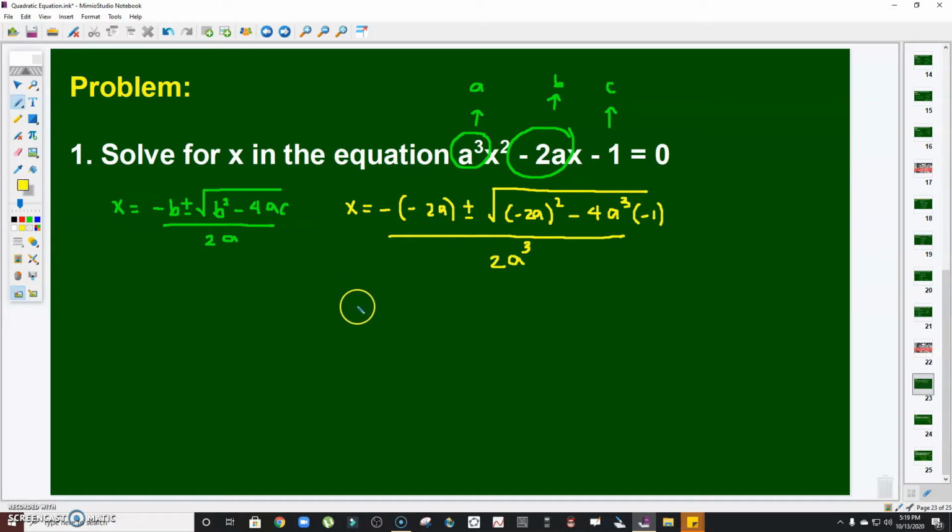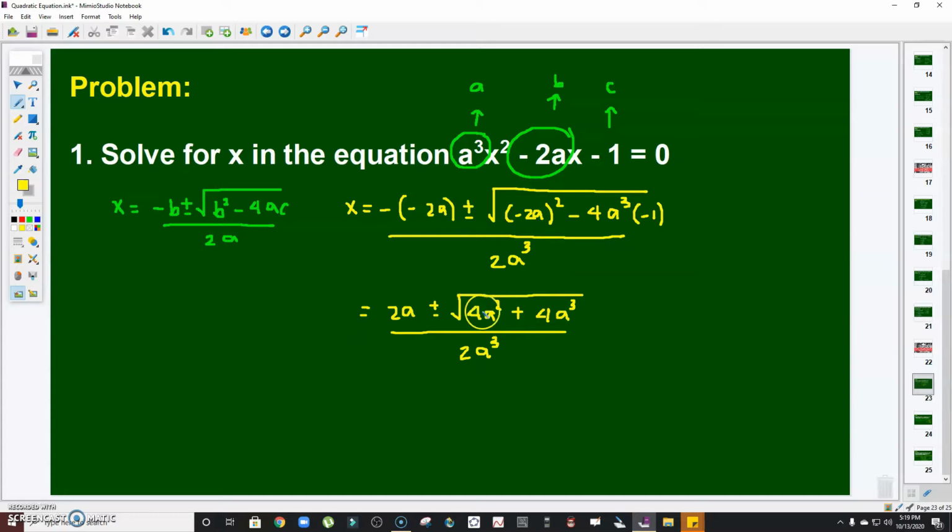Now, let's simplify. Negative times negative 2a will become positive 2a, plus minus square root of negative 2a squared, that will become 4a squared, right? Then, negative times negative 1 will become positive 4a cubed. There you go. See that? All over 2a cubed.